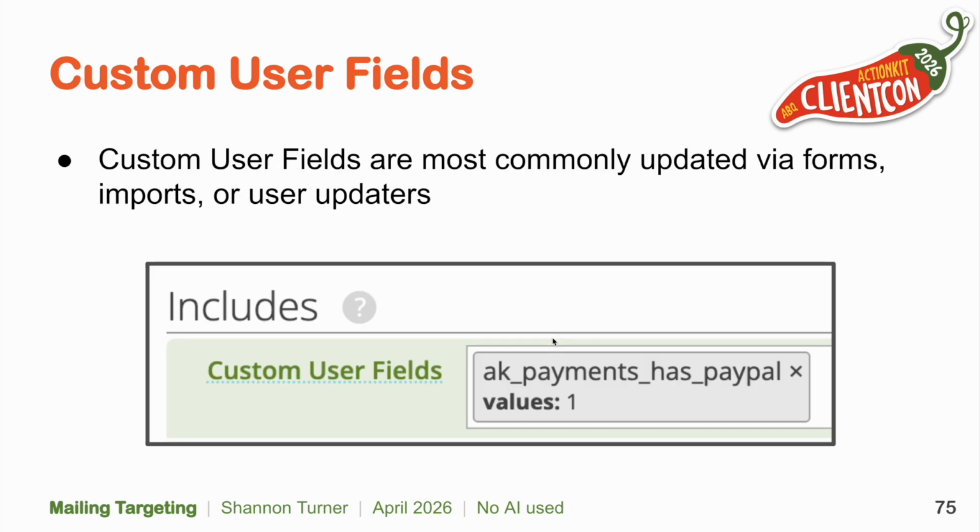Now, if you attended the payments training or if you watched that video, you'll know that AK Payments has a PayPal field. This can be used to send PayPal one-click links to users so that they can donate super easily by PayPal. This is all you have to do targeting-wise to get these users, and best of all, it's already set up for you in your ActionKit.